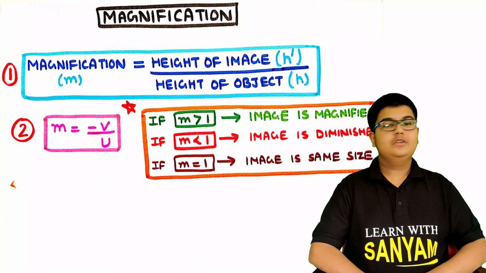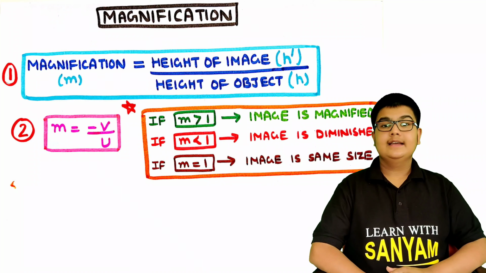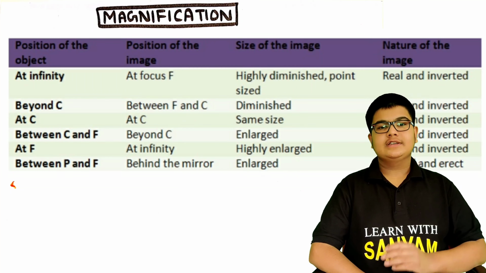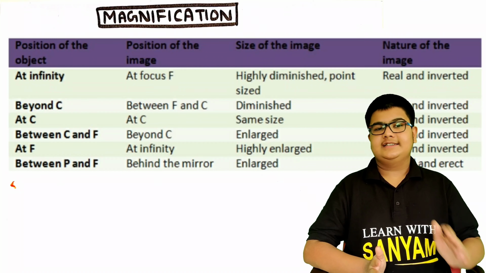In the second lecture, when we studied image formation by convex and concave mirrors, we saw that the image can be equal to the object in size, smaller than the object, or larger than the object.